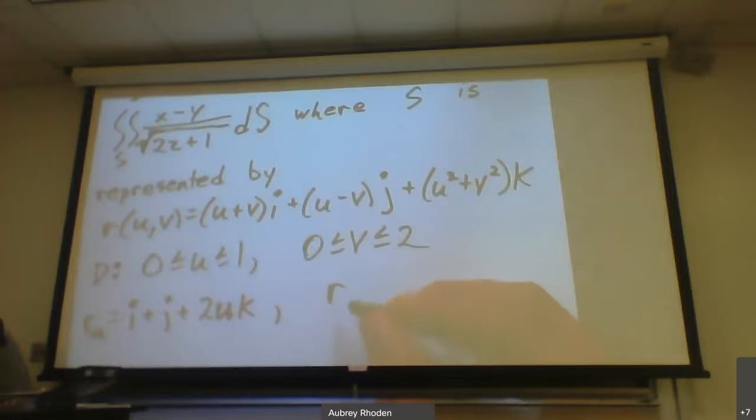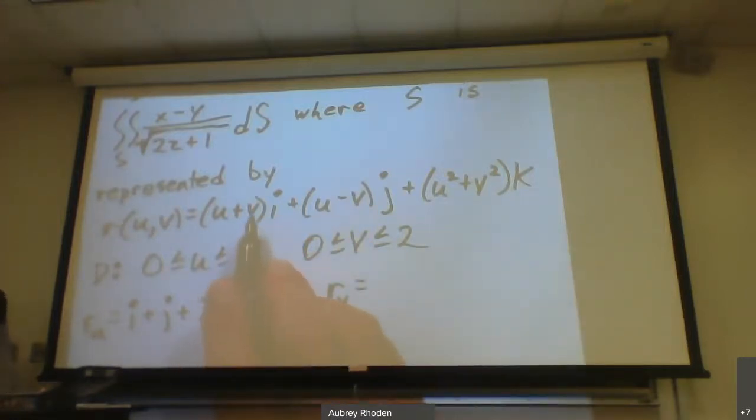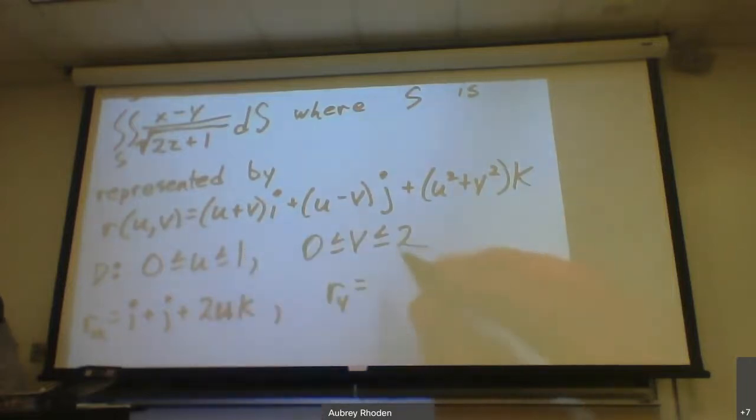Now we have to consider what is r sub v. The partial derivative with respect to v: we don't care about that u, so that just goes to 0, and the partial derivative of v with respect to v is 1. So that's i minus j plus 2v times k.